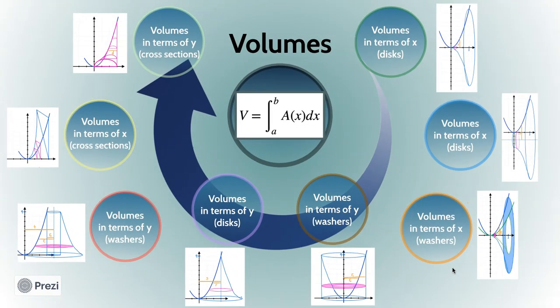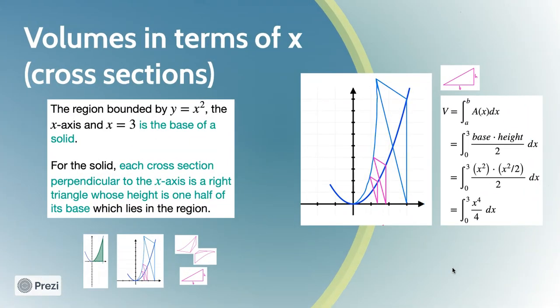That is all that we're going to see about volumes of revolution. We've seen 6 examples, and they all have varieties, but I think they cover pretty much every case you could ever encounter. Now we're going to look at 2 volumes by cross-sections. The first one is a volume in terms of x.